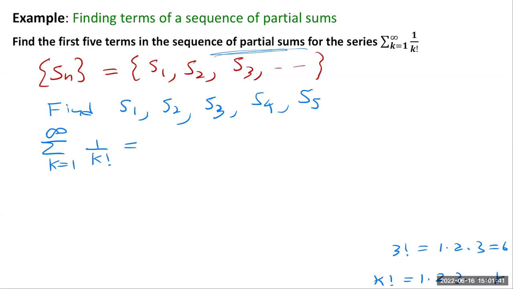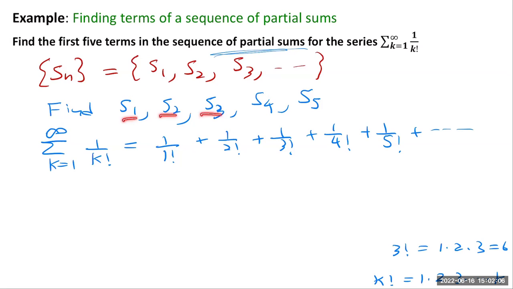What is the first term of this series? To get the first term, of course, you plug in k is equal to 1, right? That is 1 over 1 factorial. The second term, you plug in k is equal to 2, 1 over 2 factorial, 1 over 3 factorial, 1 over 4 factorial, 1 over 5 factorial, so on and so forth. This is the series, okay? Now we are asked to find S1, S2, S3, S4, S5.